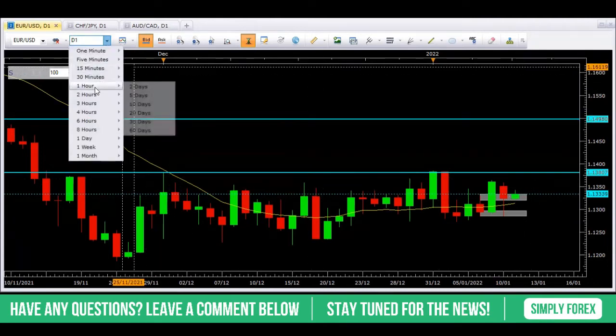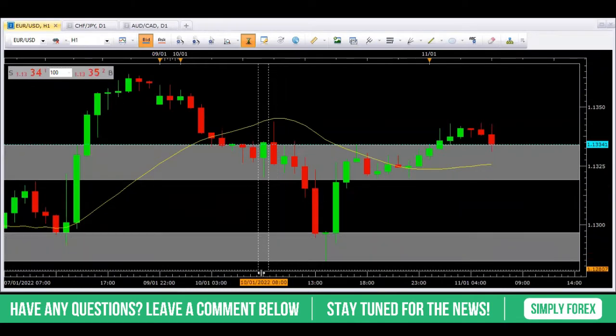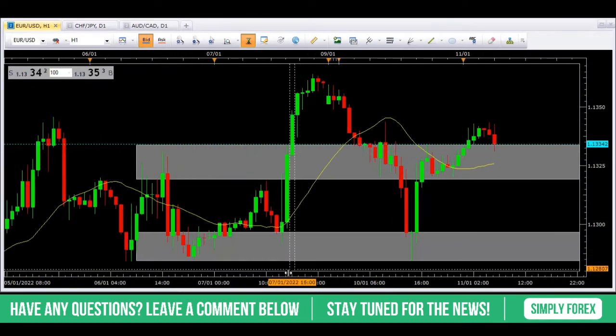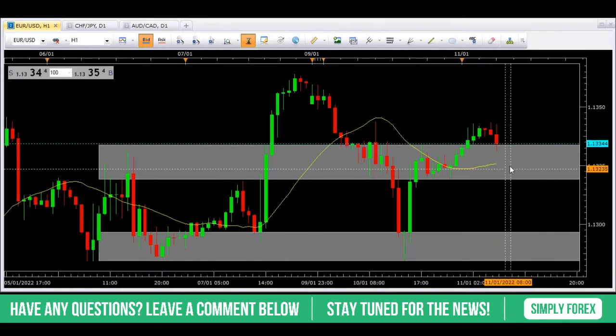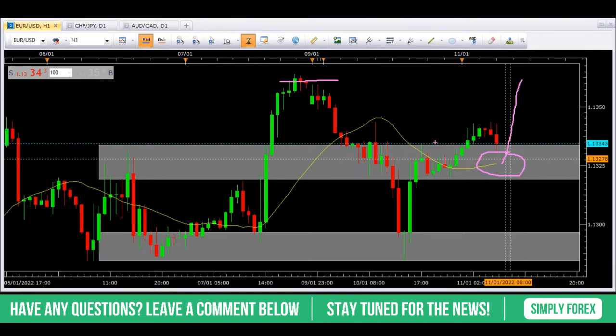Let's look at H1 for execution. So guys, we've got the two grey zones. First of all, what we want to see is price retrace into this grey zone, and then we want to see a reaction, and that reaction will be a bullish candlestick pattern. And then we can take price back up to these highs here. And then we can leave some money on the trade and take it up to one of our blue lines.